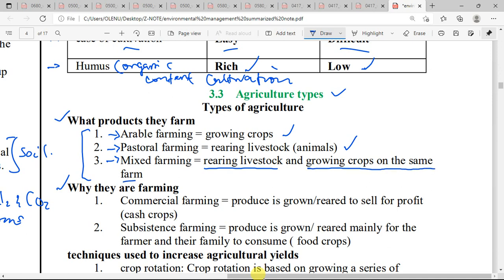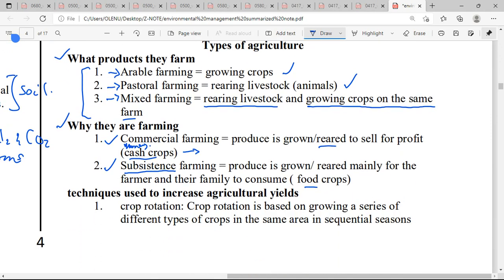So that's mixed farming. Then we also have why they are farming. People farm for commercial farming and subsistence farming. Commercial farming is where you grow majorly cash crops, and cash here simply means money. So you grow crops that can easily be sold to make money and profit, or rear animals to make money. Then subsistence farming has to do with produce that is grown or animals that are reared mainly for the farmer and the family to consume. So they are usually food crops to be eaten.